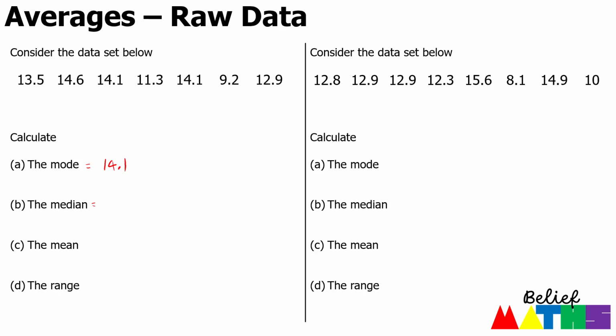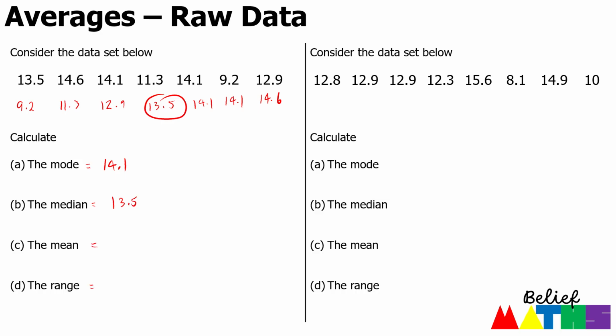The median is the middle value, but they have to be in order first. So let's order these values. We get 9.2 first, then we get 11.3, then we get 12.9, 13.5, 14.1, 14.1, and 14.6. So then the middle value we can see is 13.5. The mean we'll work out in a moment.